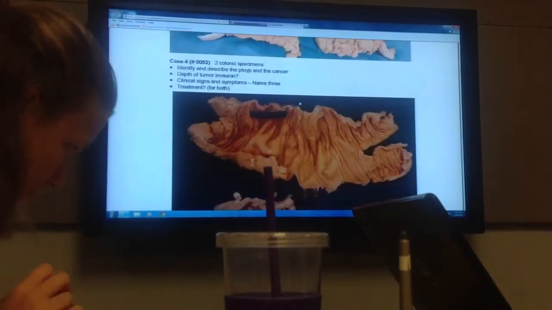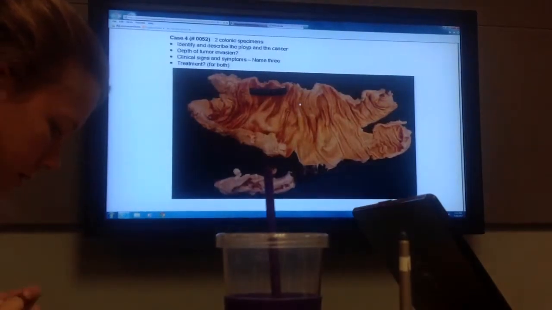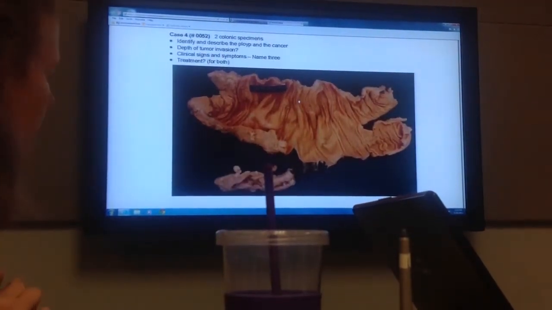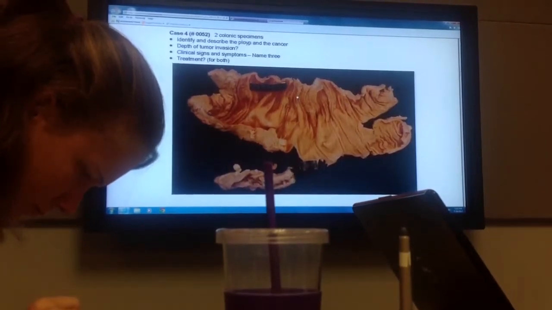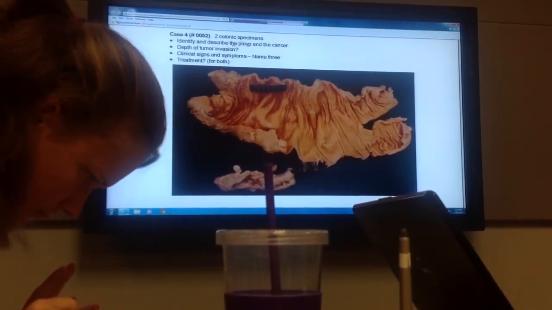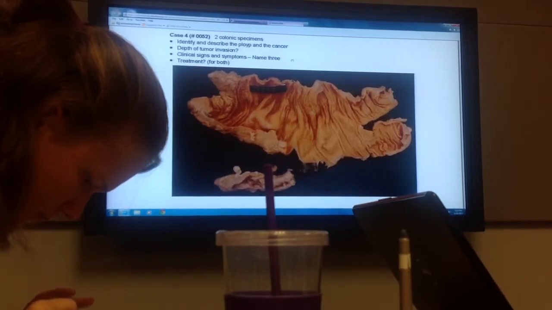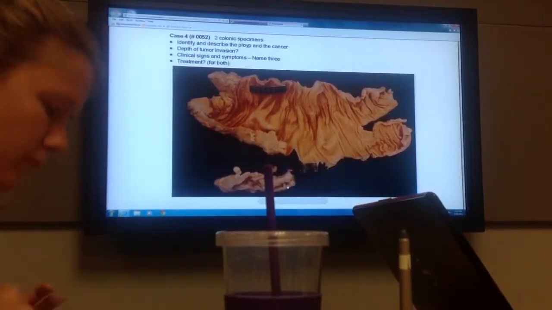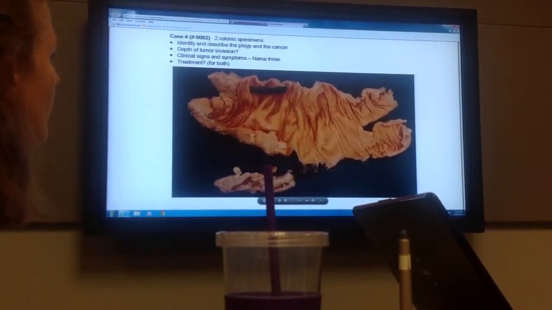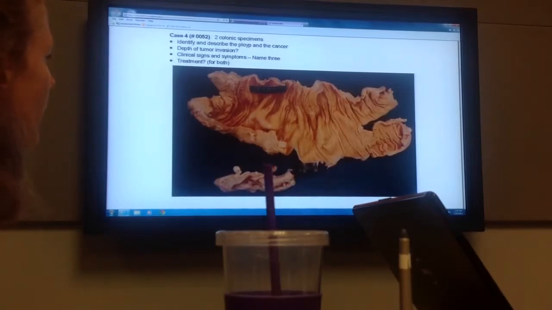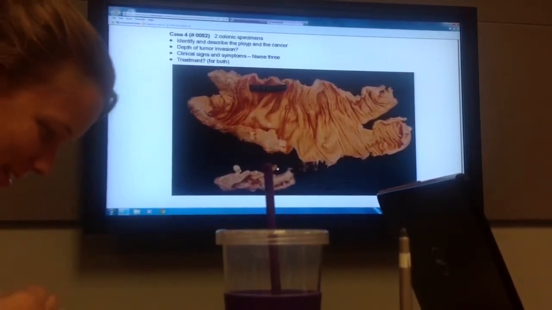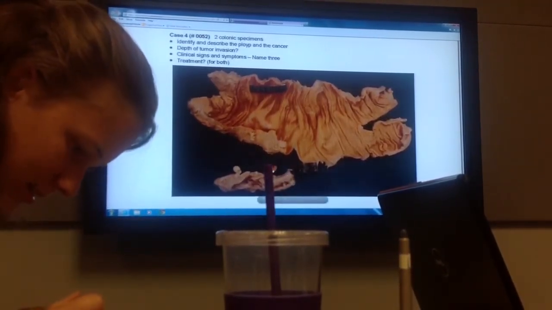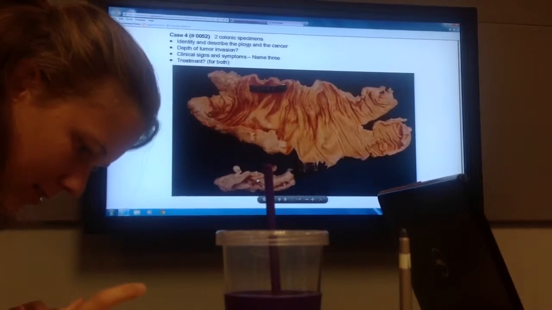Okay, what about this one? This thing is kind of weird. This one is number 4. So, identify and describe the polyp and the cancer. So what's this thing? Yeah, what's this part? It's a stalk. Yeah, it's the stalk of the pedunculated polyp. So here's the head of the polyp, this little thing flapping around out here. And this big long thing is the stalk.